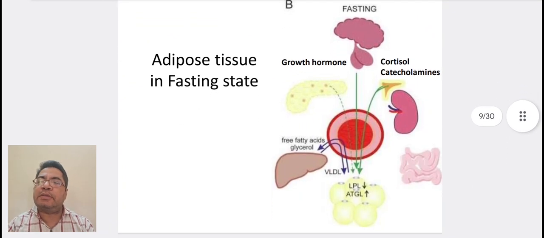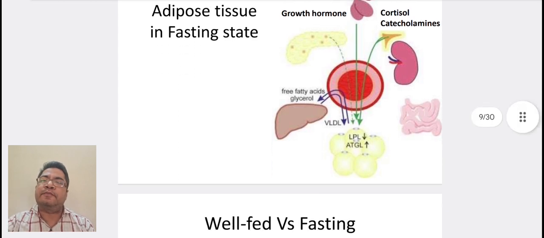In this diagram, we can see adipose tissue in fasting state. Under the fasting state, growth hormone is secreted by the pituitary gland, and cortisol and catecholamines secreted by the adrenals enter the adipose tissue and bring down the lipoprotein lipase levels.